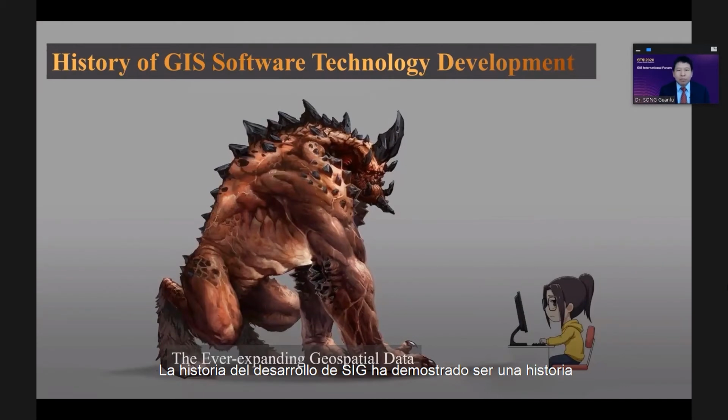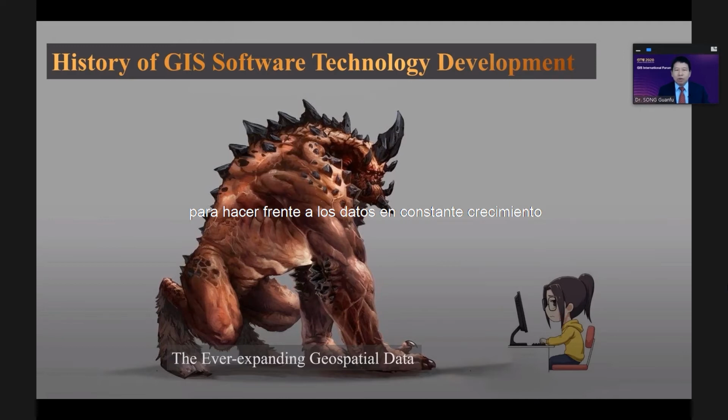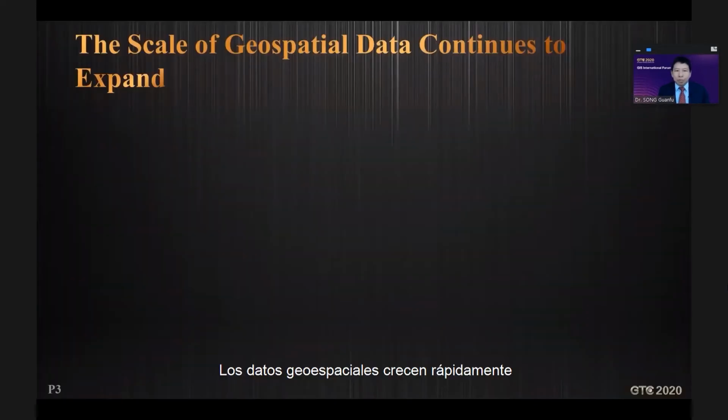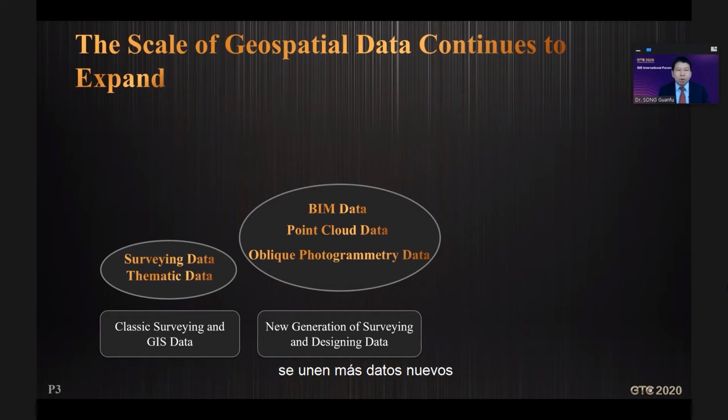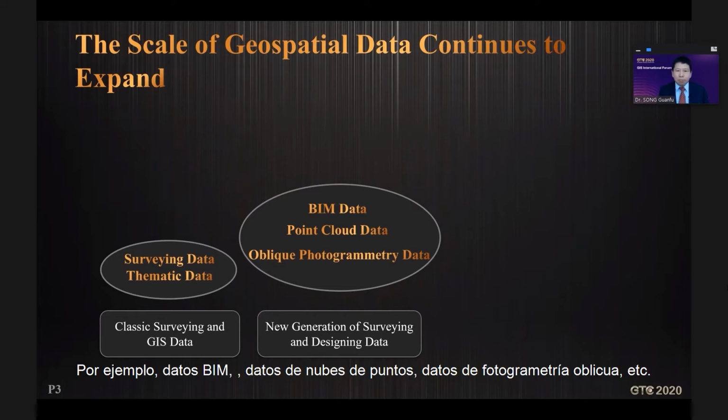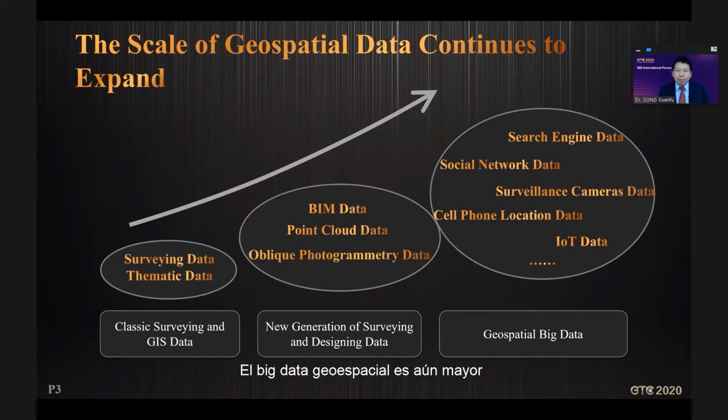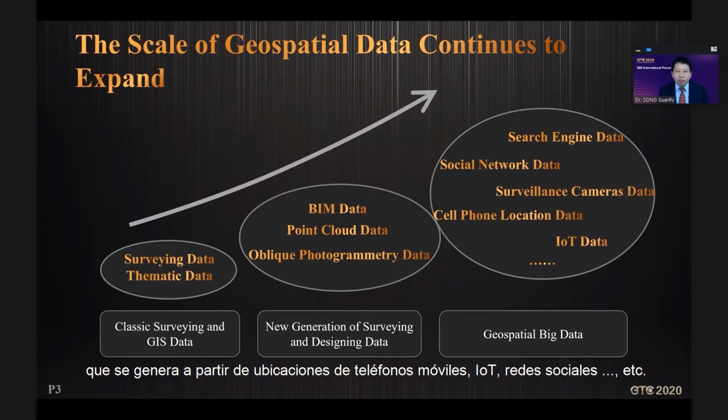The history of GIS development has proved to be a history of fighting against the ever-expanding geospatial data. We keep on developing new technologies in order to cope with the ever-growing data. The geospatial data grows rapidly. Classic surveying and GIS data is massive data. As the new generation of surveying technology develops, more new data joins, making the data even larger. For example, BIM data, point cloud data, oblique photogrammetry data, and so on. Geospatial big data is even bigger, which is generated from cell phone locations, IoT, social networks, etc.